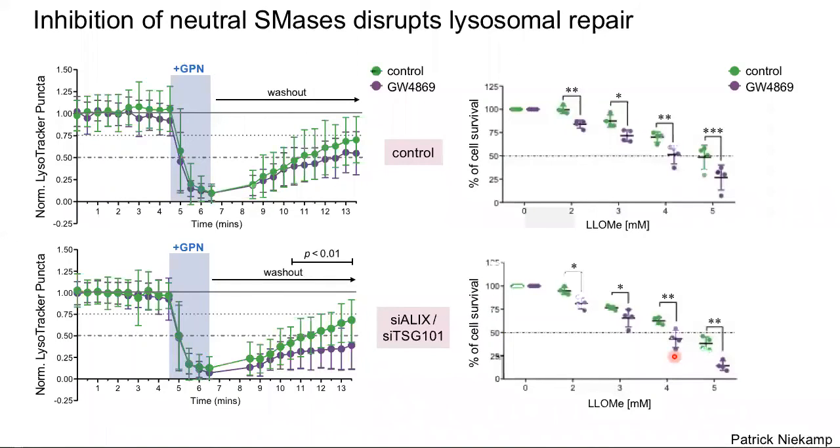And given that ectopic expression of bacterial sphingomyelinase promotes lysosomal repair, we anticipated that inhibition of endogenous sphingomyelinases that act on cytosolic sphingomyelin pools would reduce lysosomal repair, and this is exactly what we observed. So addition of the generic neutral sphingomyelinase inhibitor GW4869 reduced the recovery of lysotracker fluorescence after transient exposure to GPN. And this inhibitory effect of GW4869 became even much more pronounced when the experiments were carried out on cells that were depleted for ALIX and TSG101. And in line with the critical role of neutral sphingomyelinase in lysosomal repair, we also found that GW4869 significantly reduced the viability of cells in the presence of this lysosome-damaging drug, LLOMe.